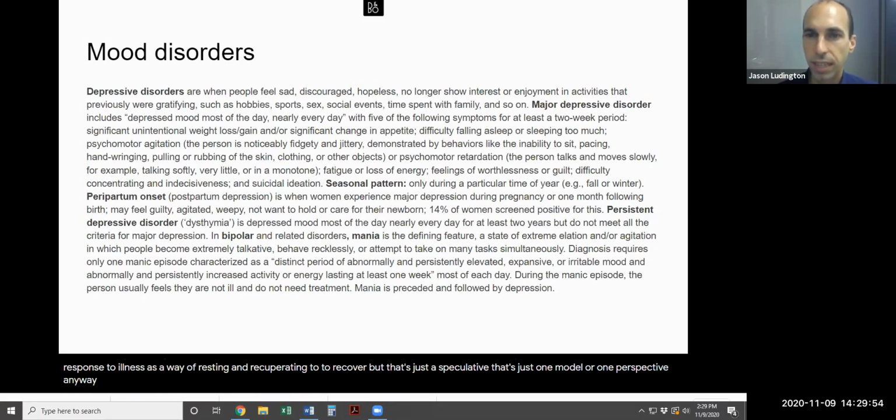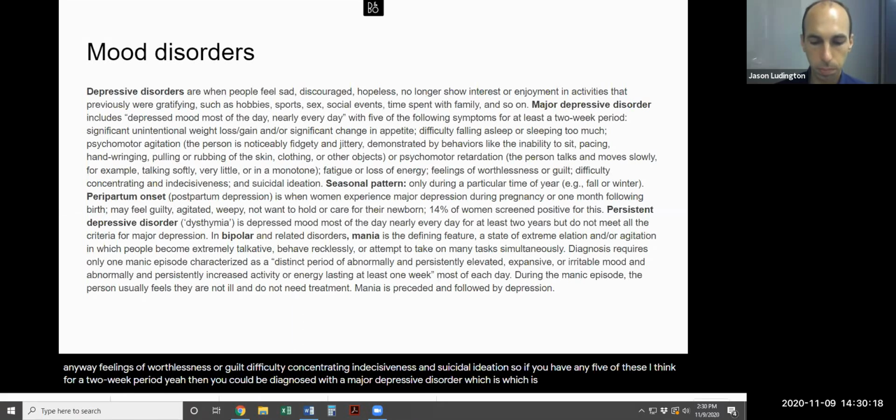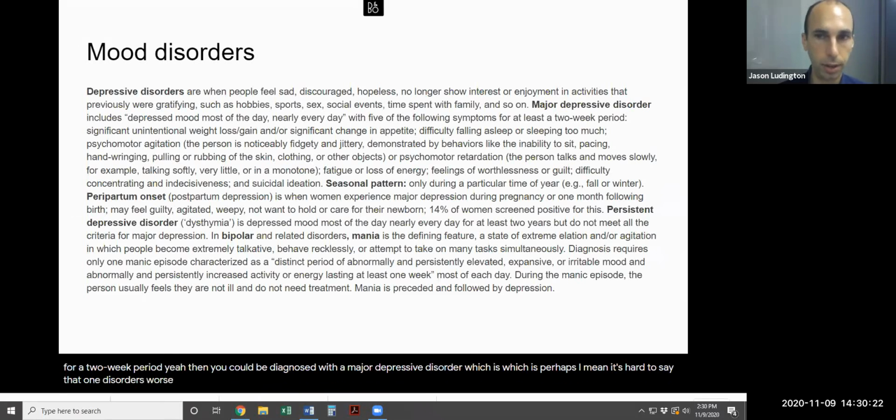Anyway, feelings of worthlessness or guilt, difficulty concentrating, indecisiveness, and suicidal ideation. So if you have any 5 of these, I think for a 2-week period, then you could be diagnosed with a major depressive disorder, which is perhaps, I mean, it's hard to say that one disorder is worse than another, but this is a pretty bad one.